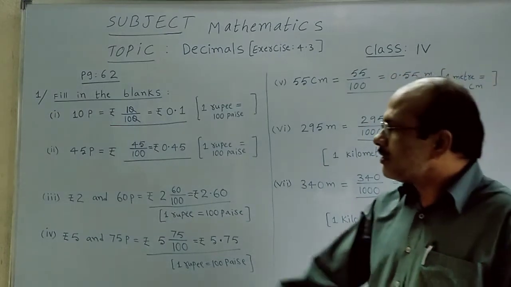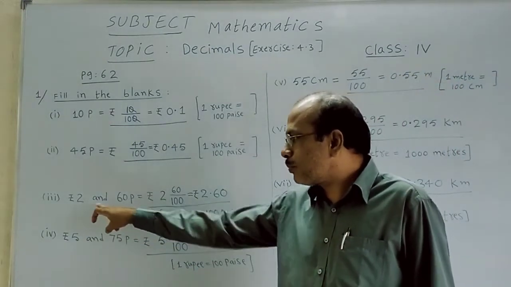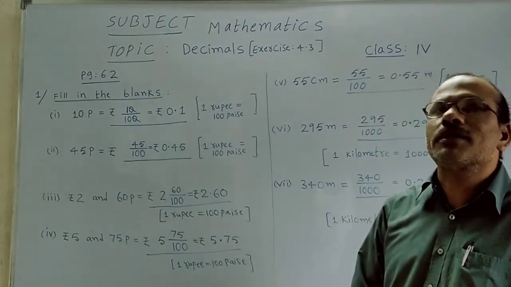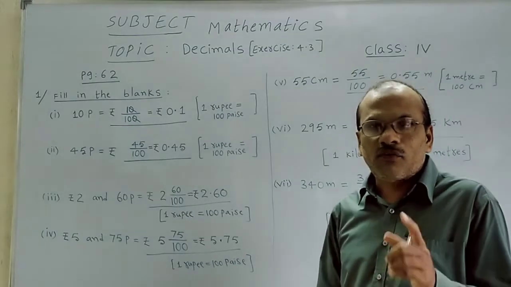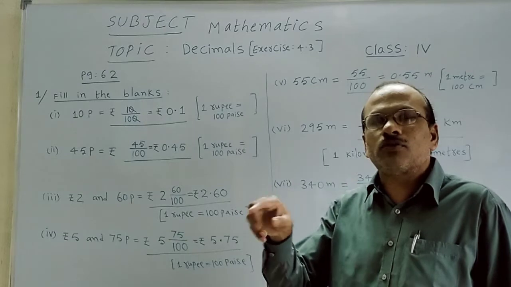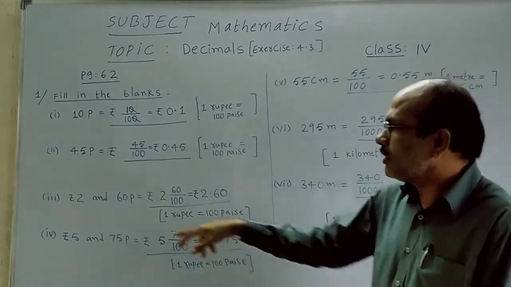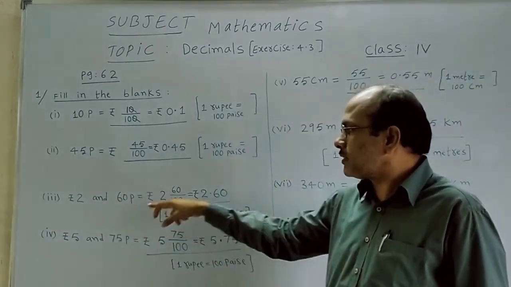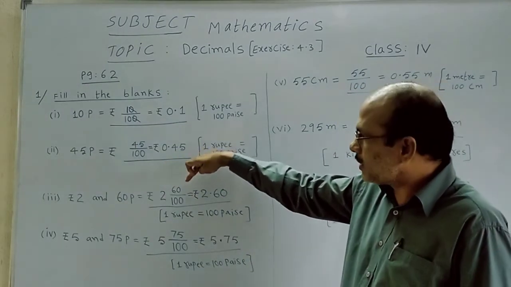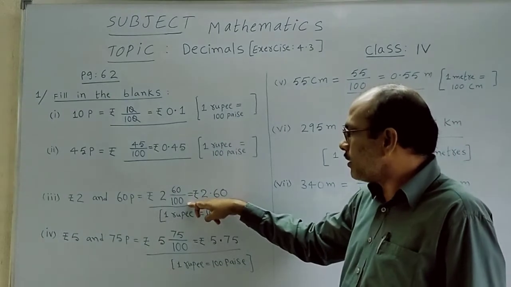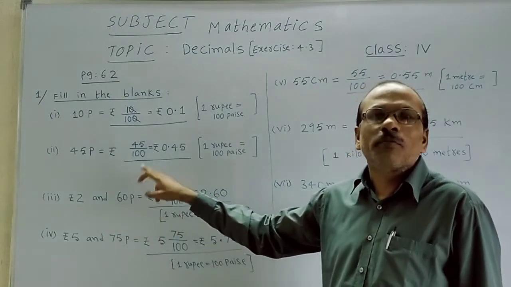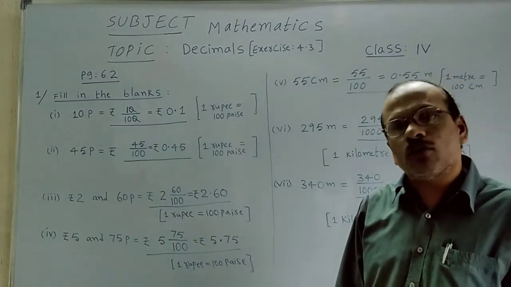Next question, the third one. 2 rupees and 60 pies. And we are using mixed fractions, am I correct? 5 and 1 by 2, that means 5 and beside it 1 by 2, a mixed fraction. Same like this only. 2 and 60 pies, that means 2 and a mixed fraction I have used here, 60 by 100. Why is 100 used? Here pies are there now. 60 pies, I am going to convert pies into rupees.